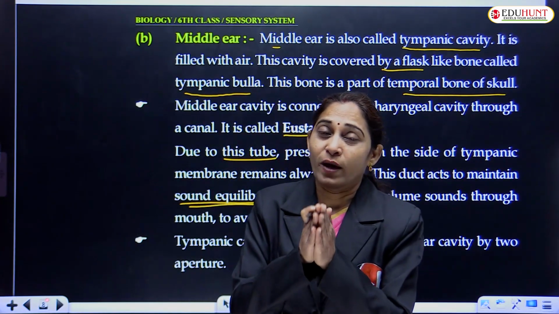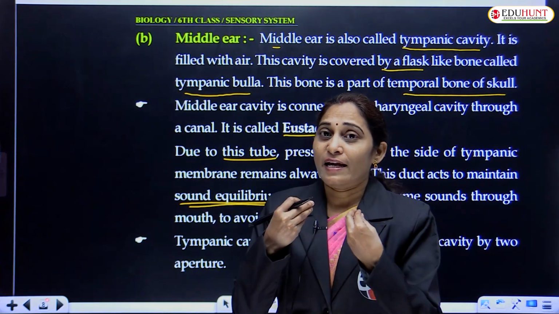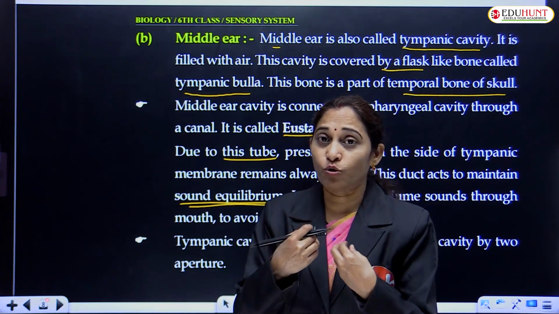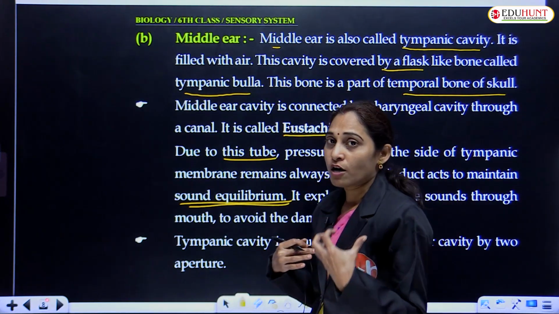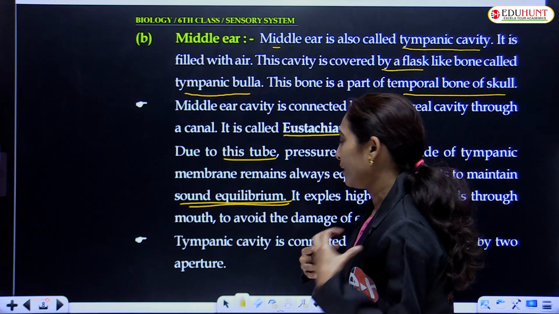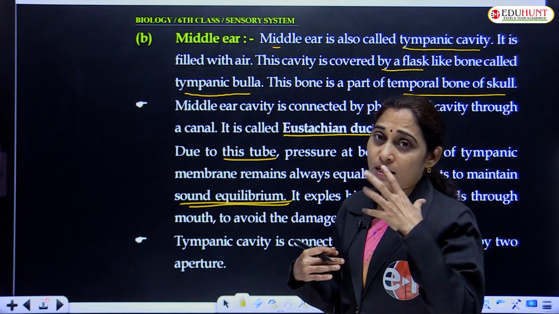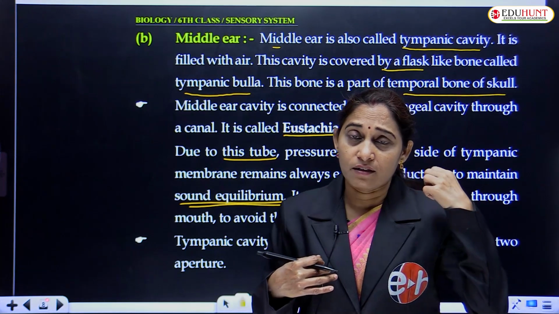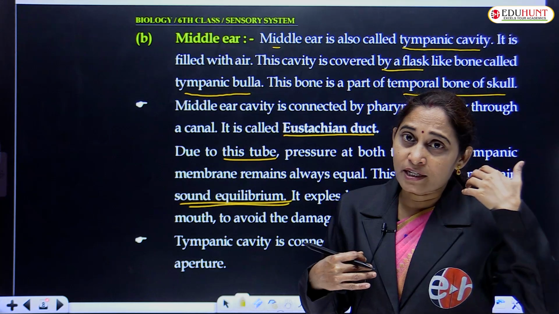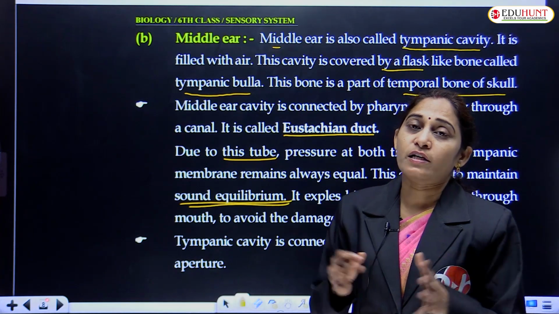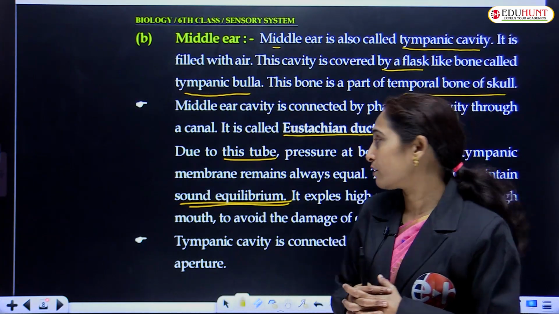Along with that, when excess volumes and excess sounds reach the ear, it expels the excess sounds through the mouth. In this way it protects the ear from harmful sounds reaching the eardrum and damaging it, which would otherwise cause damage to the eardrum. Once we lose this membrane's activity, that is, if the membrane is damaged, we cannot listen to anything. You cannot hear the lesson I am saying, or any sounds produced.